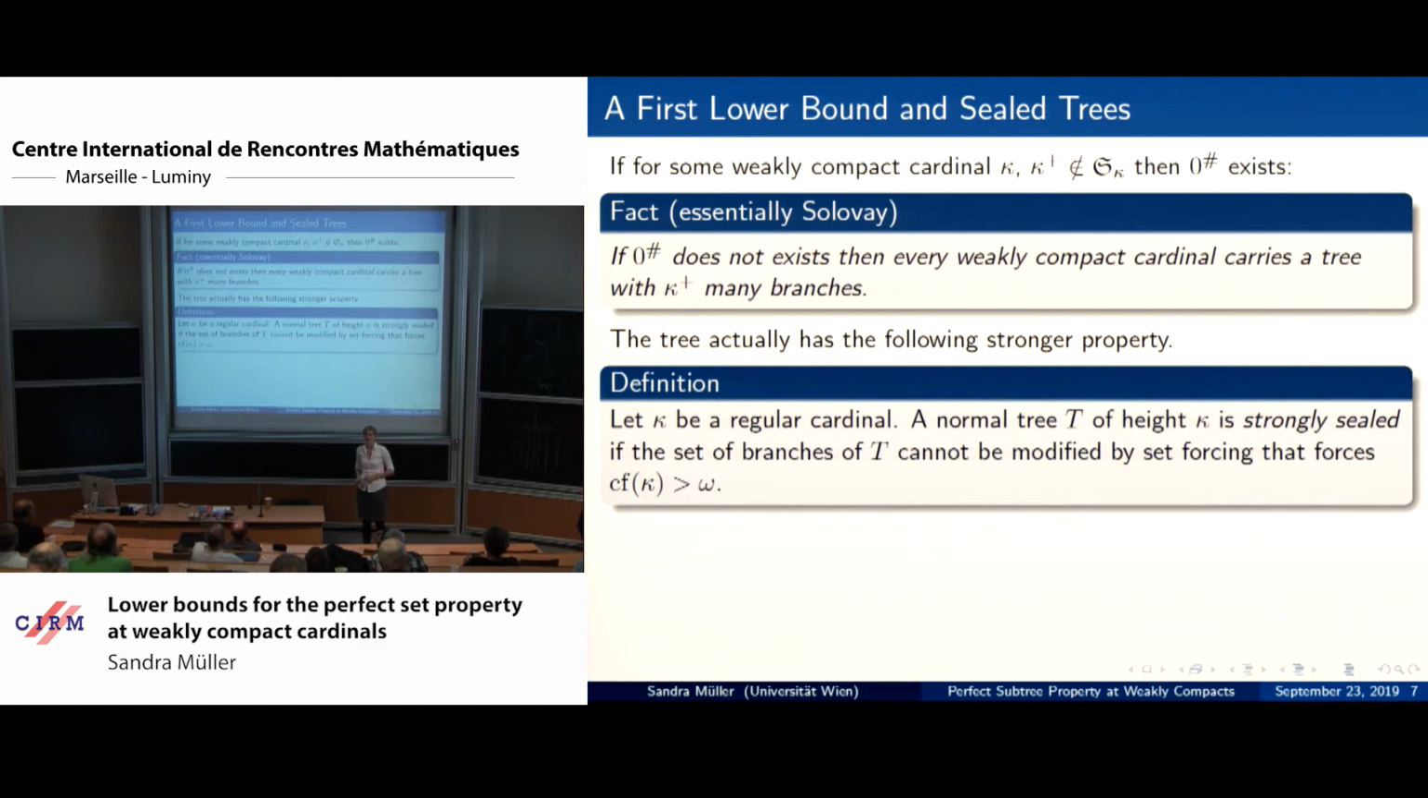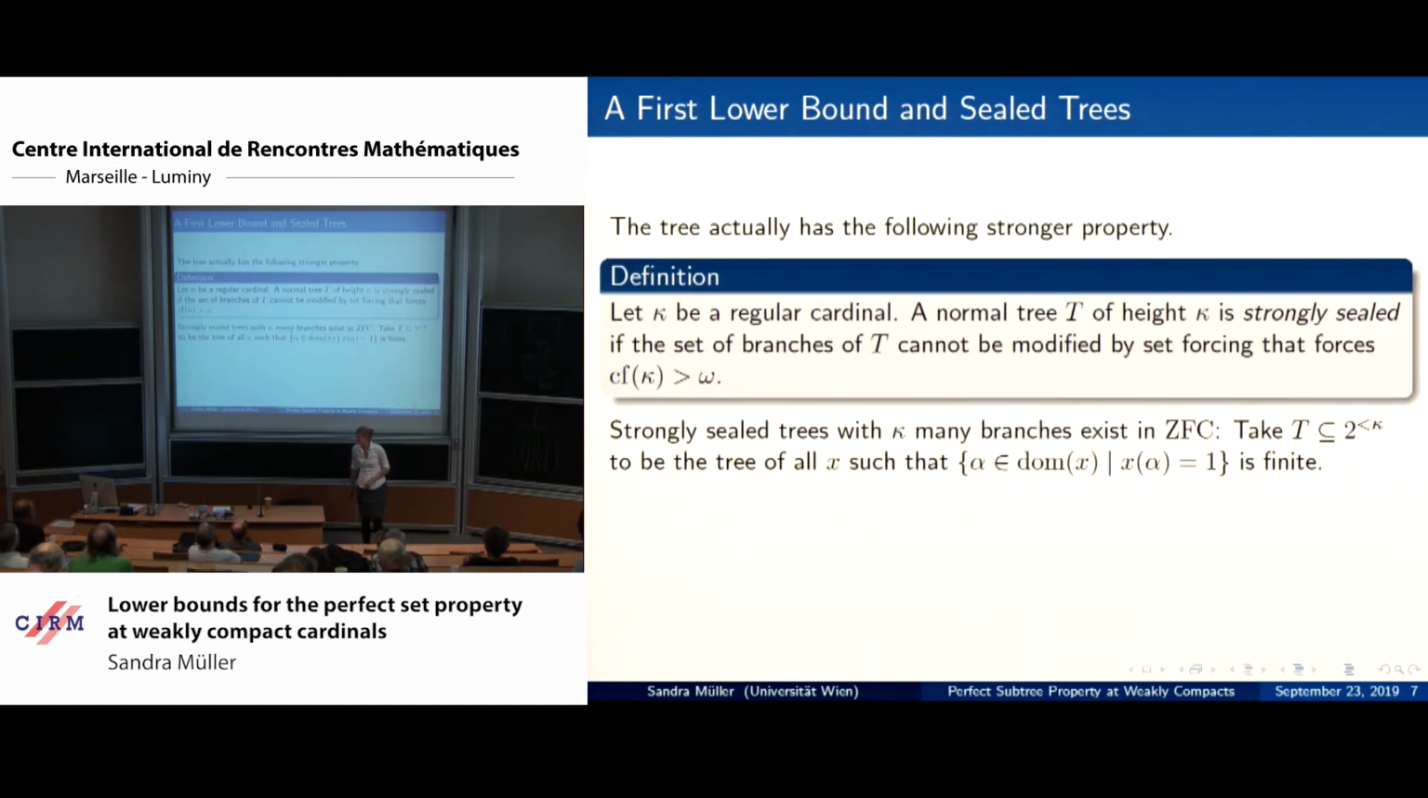Okay, I should be a little bit careful if I just say such a tree. This is very easy. In ZFC, we can just prove that there are strongly sealed trees with kappa many branches. This is a very easy example. We can just take a tree such that the number of branches is finite. Since the finite numbers are not changed by forcing, this is going to be very absolute. So this is a sealed tree, but it will only have kappa many branches.